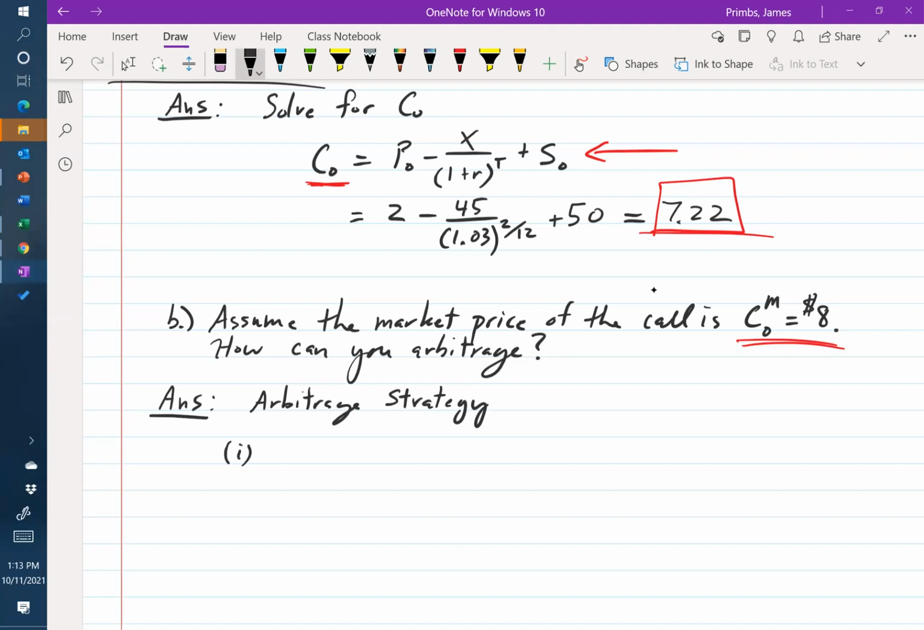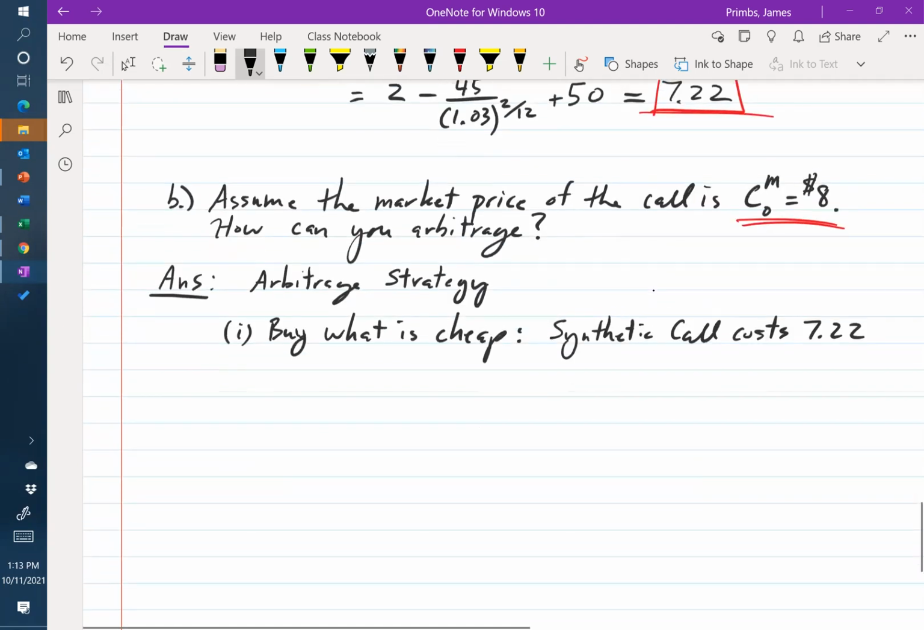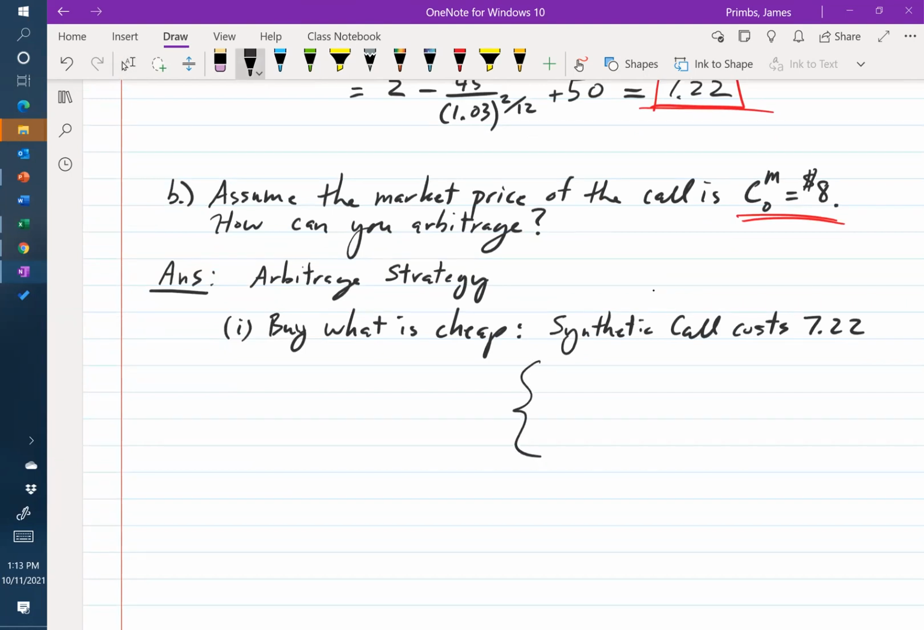So we're going to buy what is cheap. What we always do. What's cheap? The call in the market or the synthetic call that I can create with put call parity? The synthetic. Buy what is cheap. The synthetic call costs $7.22. How do I buy this synthetic call? How do I create it?